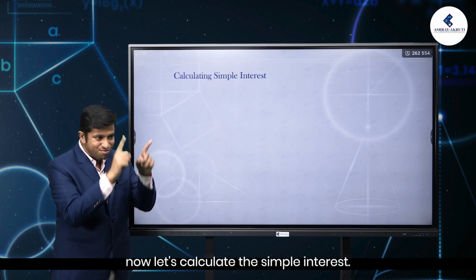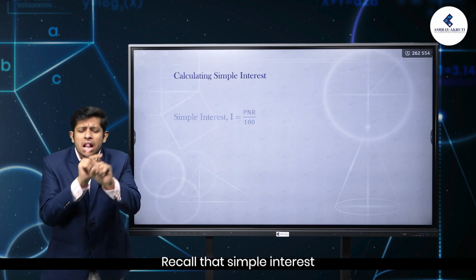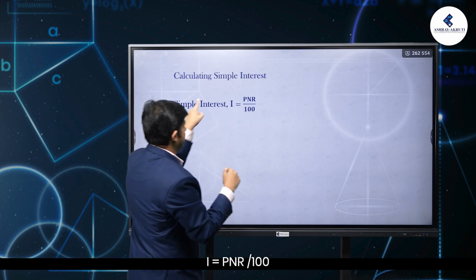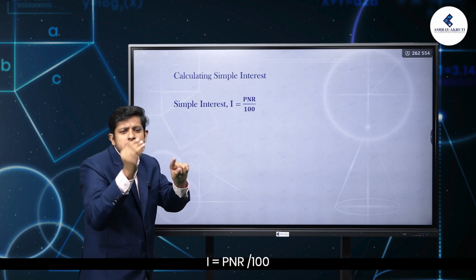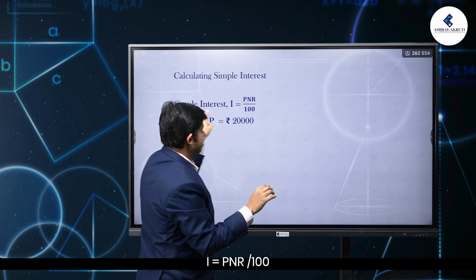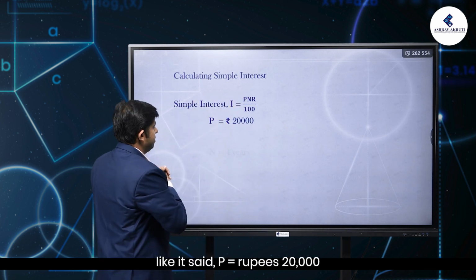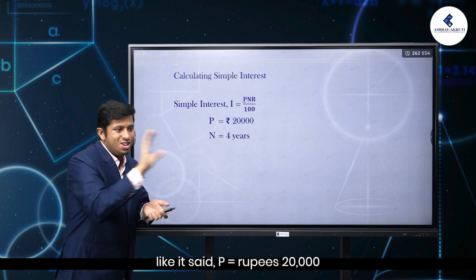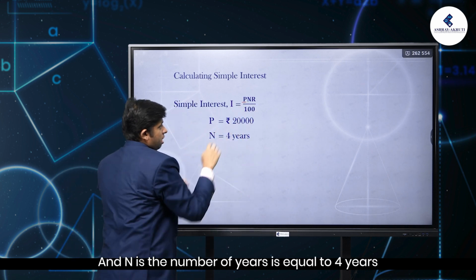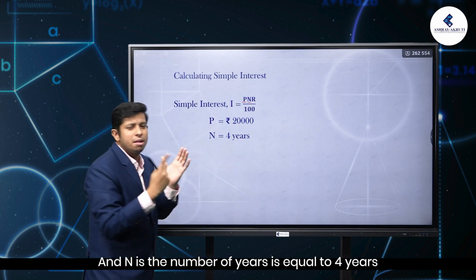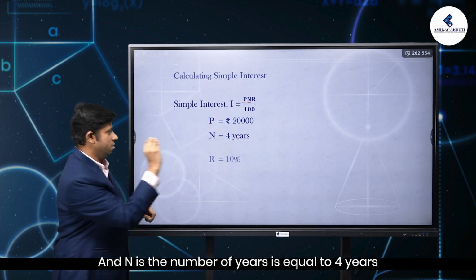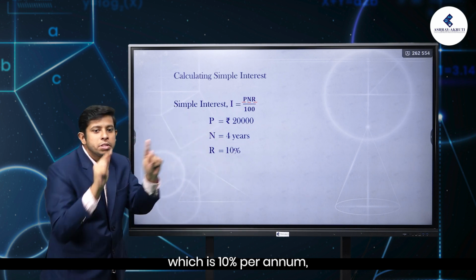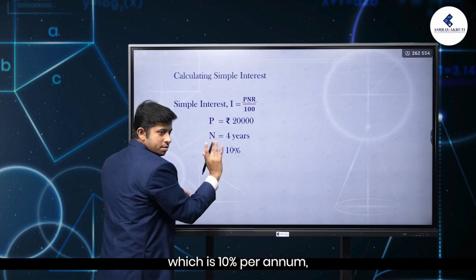Now let's calculate the simple interest. Recall that simple interest I is equal to PNR by 100. Here P is equal to rupees 20,000. N is the number of years, equal to 4 years. And R is the rate of interest, which is 10% per annum.